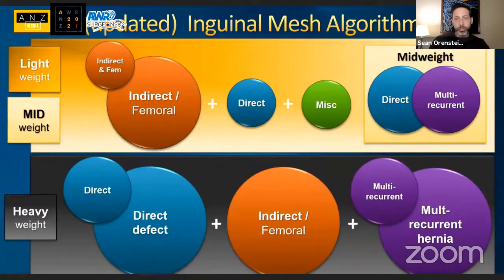So for me now, for small to medium-sized direct or multi-recurrent hernias, I have shifted those over to a mid-weight 3D Max in the groin, as well as some medium to large indirect hernias. Certainly there's some overlap in these categories. I do tailor it on a case-by-case basis, and I've even had people with bilateral hernias where I put one weight on one side, such as a light or mid-weight, and I've used, say, a heavyweight on the other side because they had different hernias on each side.